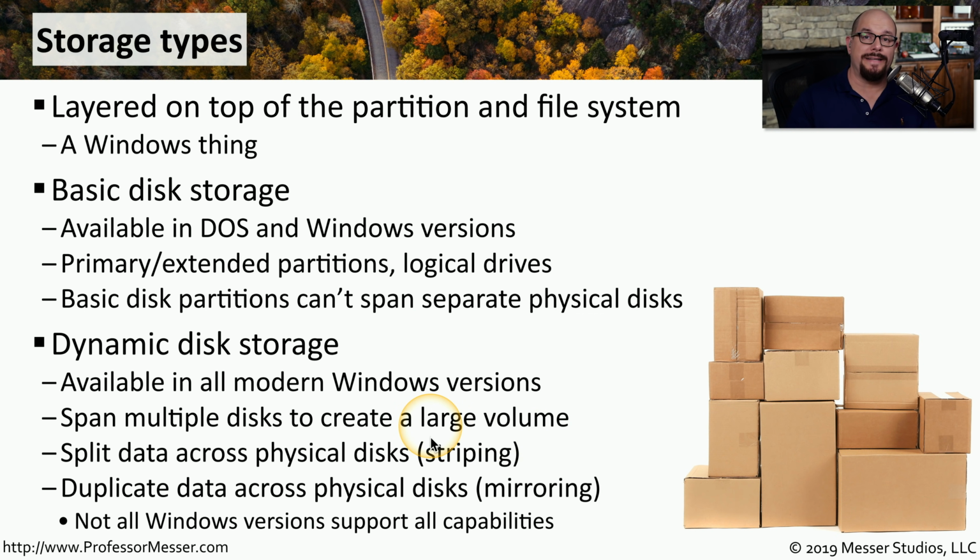You could also split data across multiple disks. We call this striping, or you can duplicate data onto multiple disks. We call this mirroring. Some of these capabilities can provide additional performance or redundancy for your data. Not all of these dynamic disk options are available in all editions of Windows, so make sure you know what options are available for your specific Windows edition.